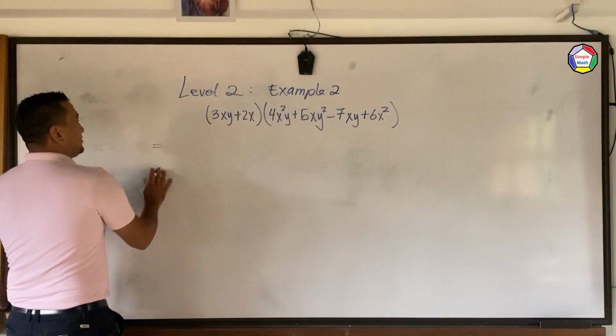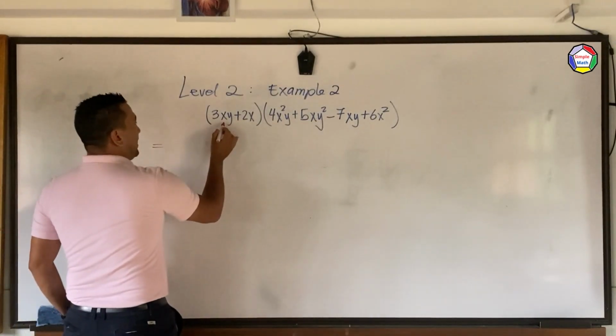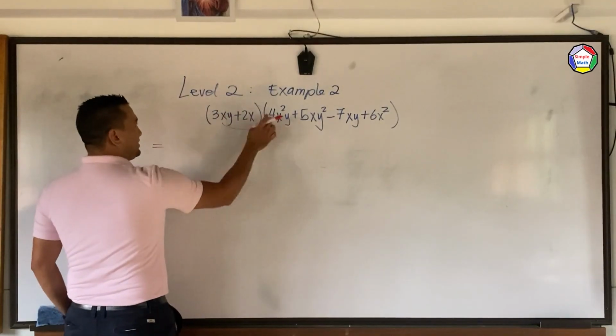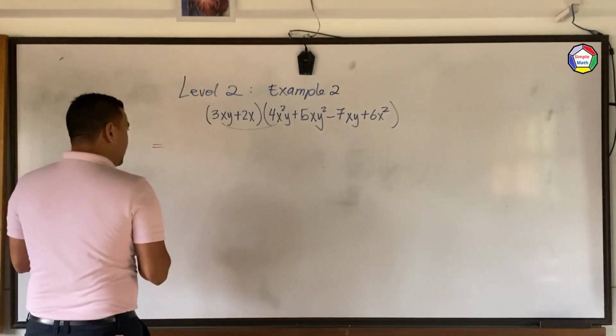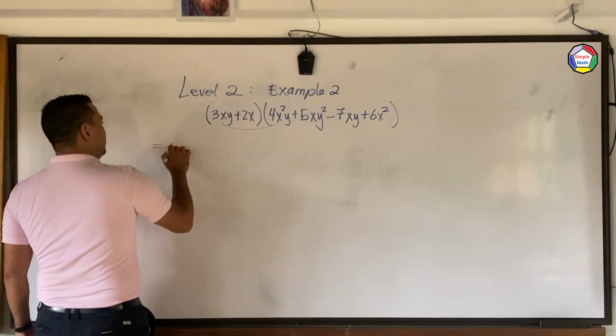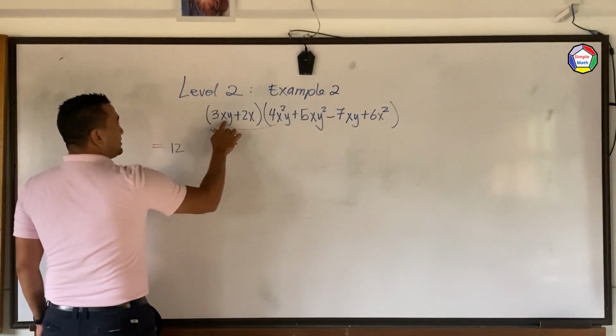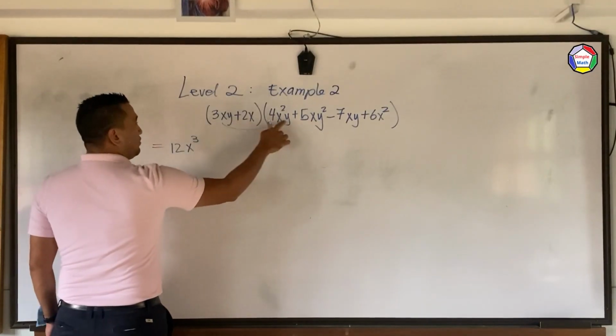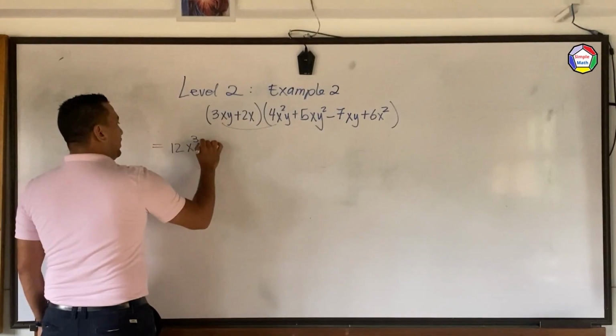Alright, let's start. So I'm going to multiply this times this. Positive times positive is positive. 3 times 4 is 12. So I'm going to write here 12. X and x2 is x3. Y and y is y squared.